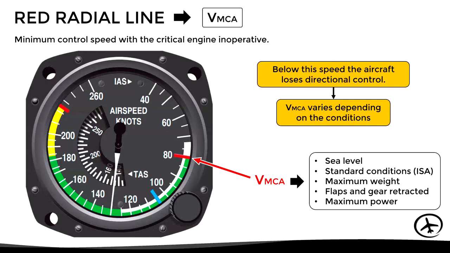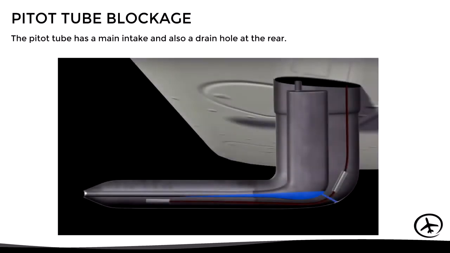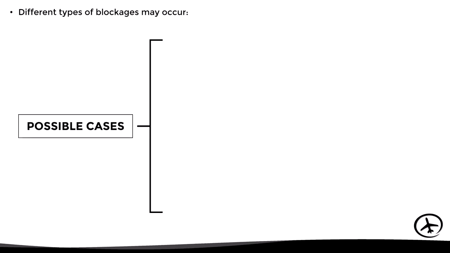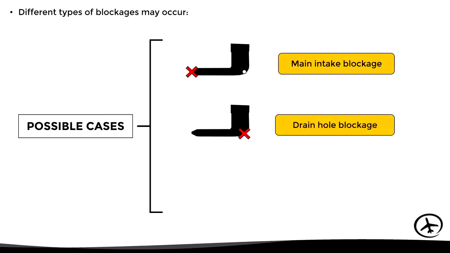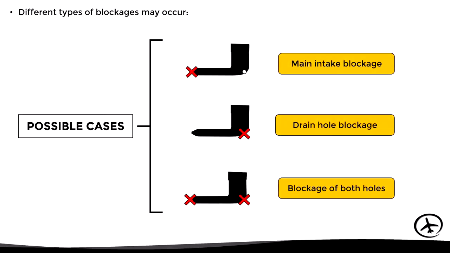Let's now continue with the pitot static system blockages. As we mentioned in the video about the pitot static system, the pitot tube has two holes: a main intake in the front and a drain hole at the rear. With this design, there are different types of blockages that may occur. Specifically, there are three possible cases: a main intake blockage, a drain hole blockage, or a blockage of both holes. In each one of these cases, the indicator will react in a different way. So let's see each one in detail.